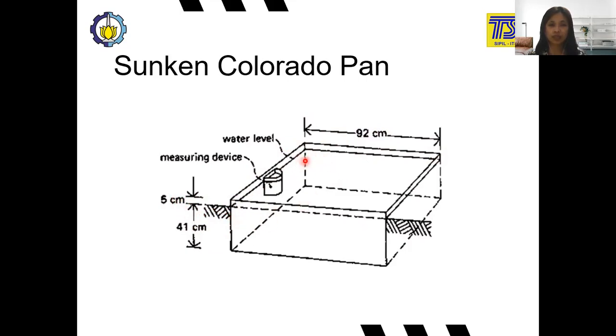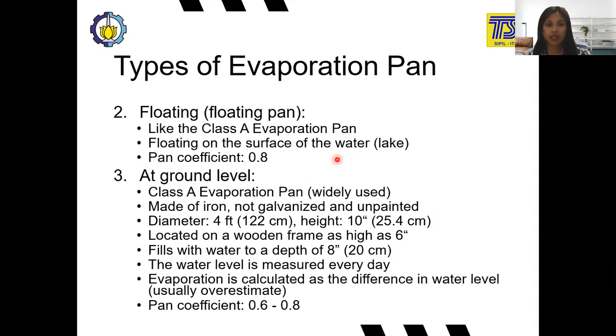So the maximum water level will be 5 centimeters below the top of the sunken pan, and there is this measuring device here, which measures the changes of the water level from time to time. So from the changes of the water level, we can know how big the evaporation is. The second one is the floating type, the floating pan.